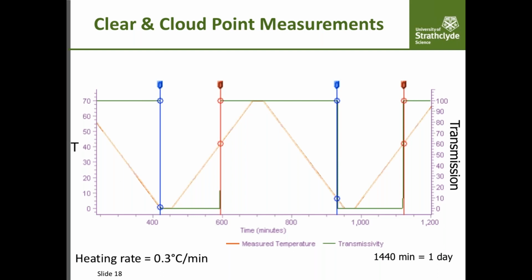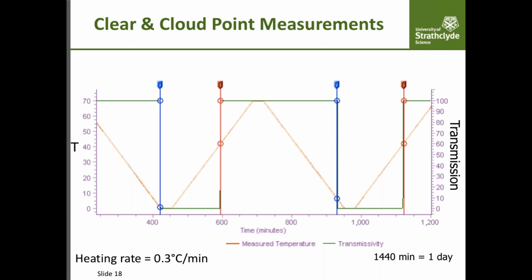So a typical outcome for clear points is shown in this slide. Here's the temperature against time, and the orange line indicates the temperature profile. So we cool down, wait a little bit, and then heat up, and cool down again, and then heat up again. If we start with a clear solution at the left, the transmission, which is the green line, would be close to 100%. That is the other y-axis on the right. It would be 100% because it's a clear solution.